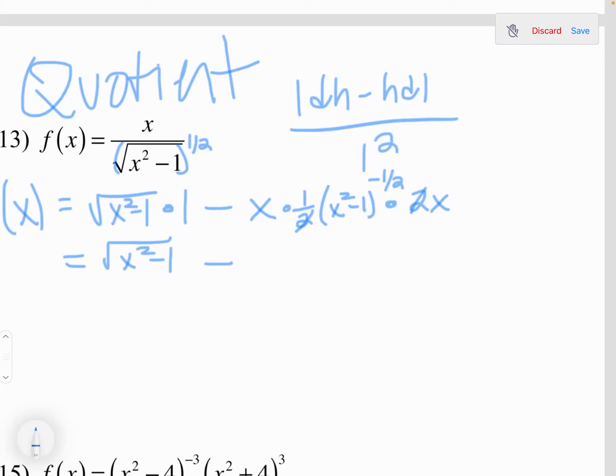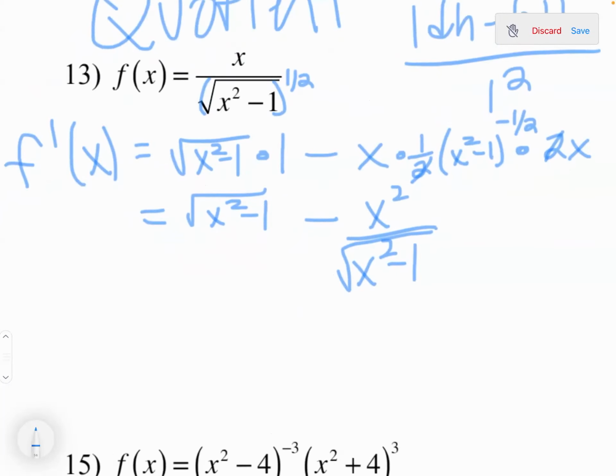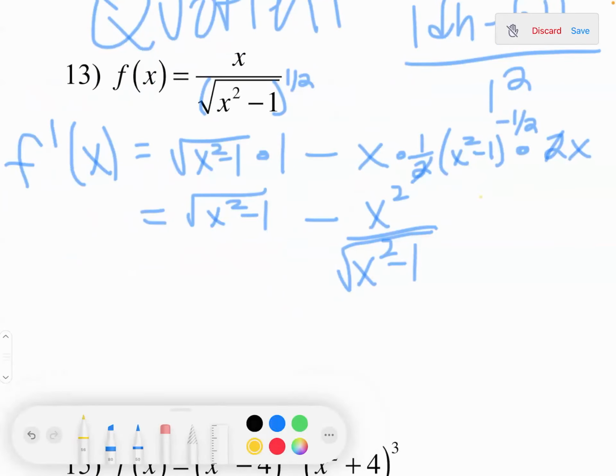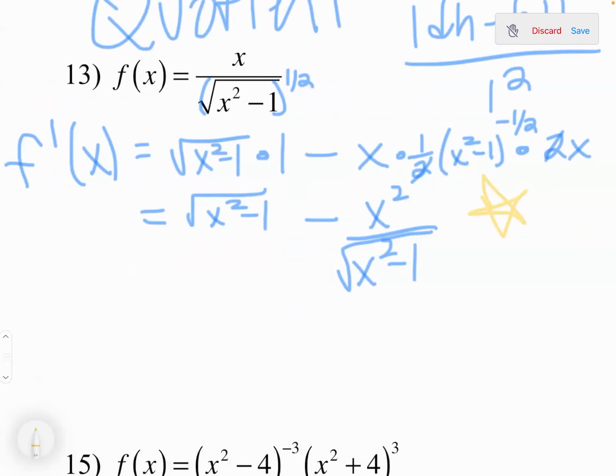We get x times x, which is negative x squared, divided by this x squared minus 1 to the negative 1/2. We can go ahead and move that to the denominator, and we can go ahead and write it as a square root. All right, so that would be our 1-star answer. If we were looking for just an adequate answer, that's pretty adequate.